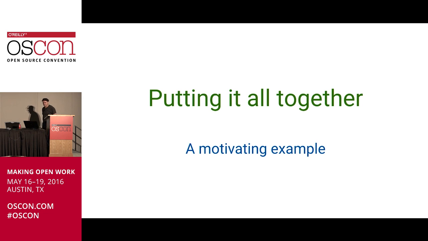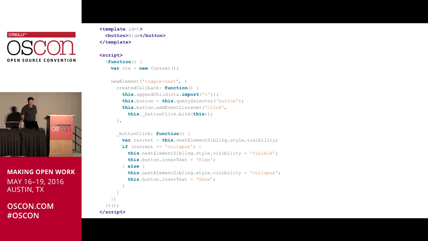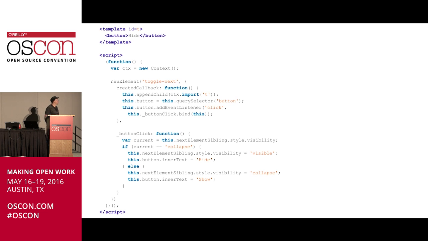Let's put them together in a motivating example. A common piece of functionality we find, particularly with the stuff we're doing with putting a lot of data on the screen, is that we currently want to toggle stuff on and off, right? Show me the details or not. So that's what this is going to be. This is just going to be an element that says hide or show the thing below it, the next thing in line. So this is what that code looks like.